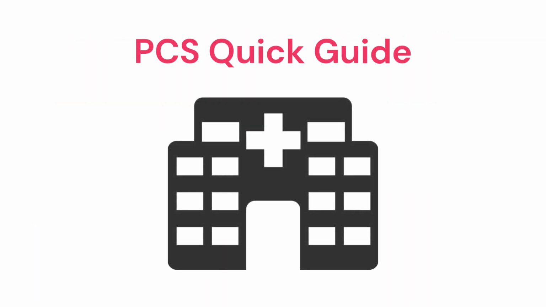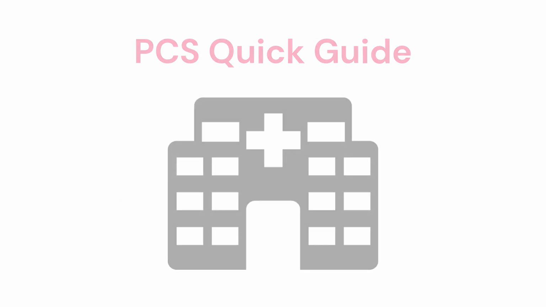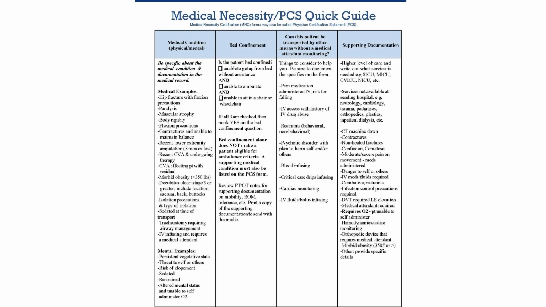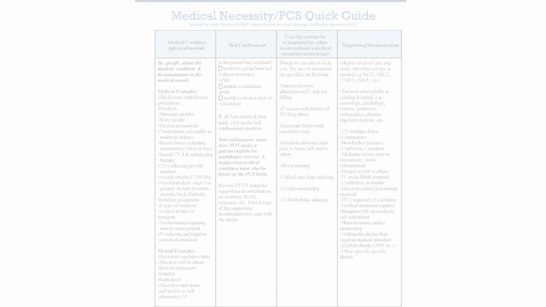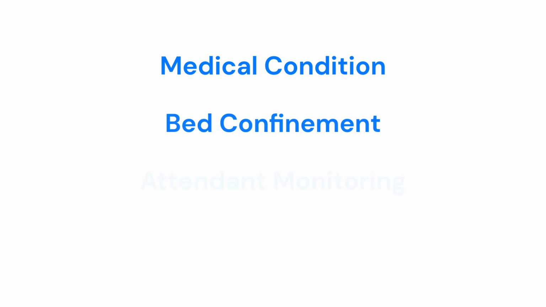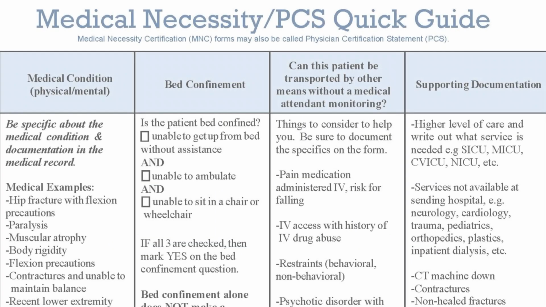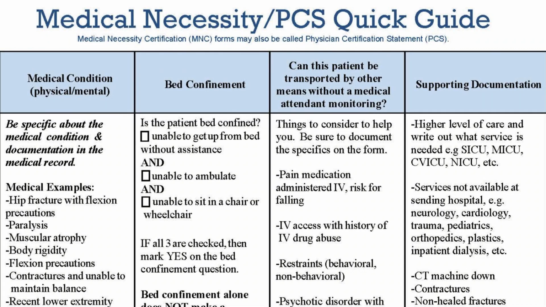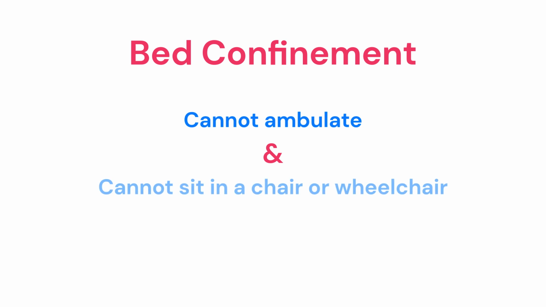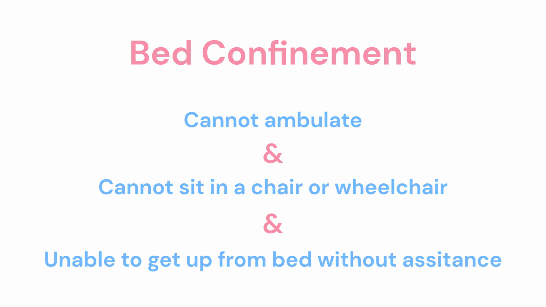The PCS Quick Guide chart was created with facilities in mind to help understand what federal regulations require. The chart is sectioned into 4 columns: medical condition, bed confinement, attendant monitoring, and supporting documentation. Medical condition would be the patient's diagnosis or current condition, either physical or mental, which proves their need for an ambulance. Bed confinement is when a patient cannot ambulate, cannot sit in a chair or wheelchair, and they are unable to get up from the bed without assistance.